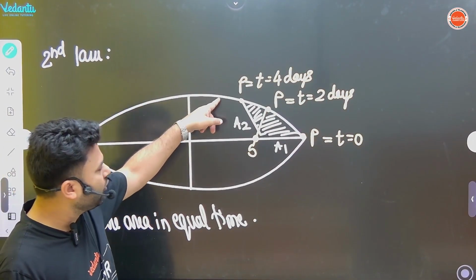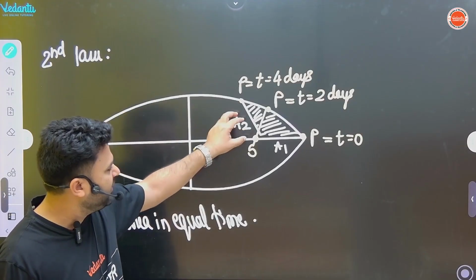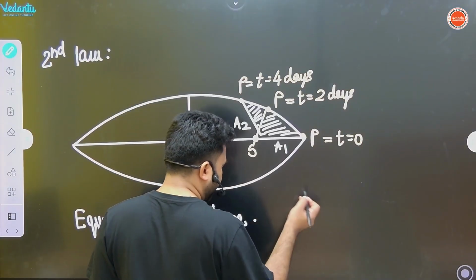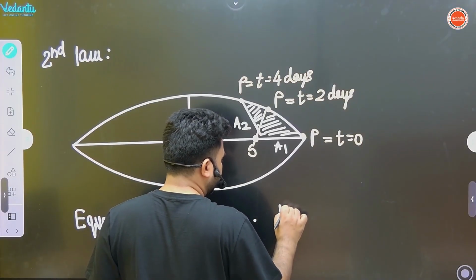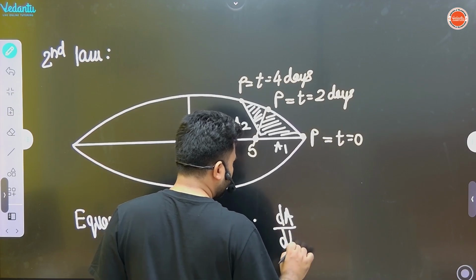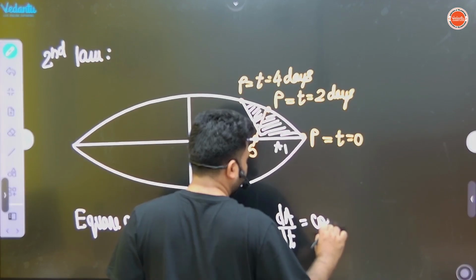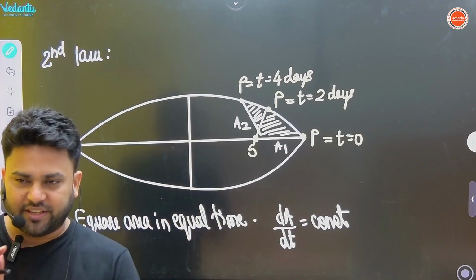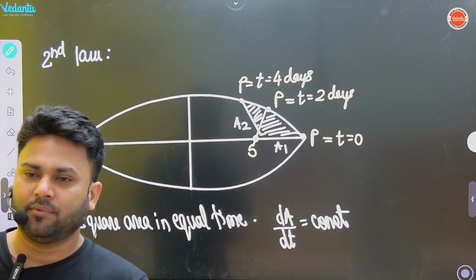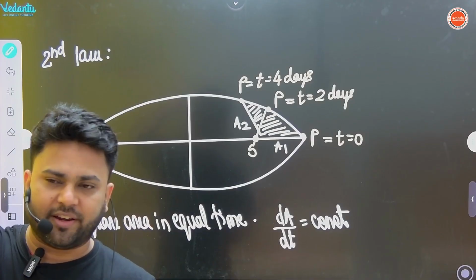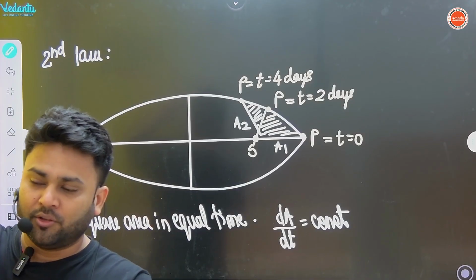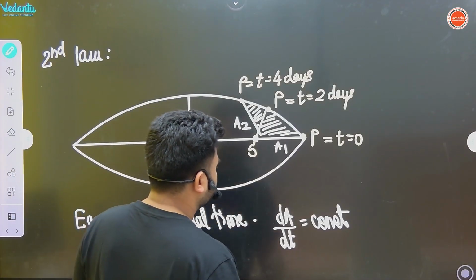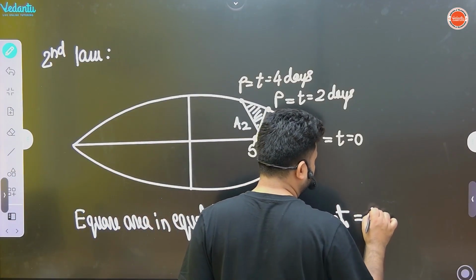Again in the next 2 days it will go further, and whatever area it sweeps will be the same. Means the rate of area, dA by dt, will be fixed, constant. How much area divided by how much time? Suppose, for example, 10 meters square area in 2 days. So the next 2 days also 10 meters square. So dA by dt is constant and this is equal to L by 2m.